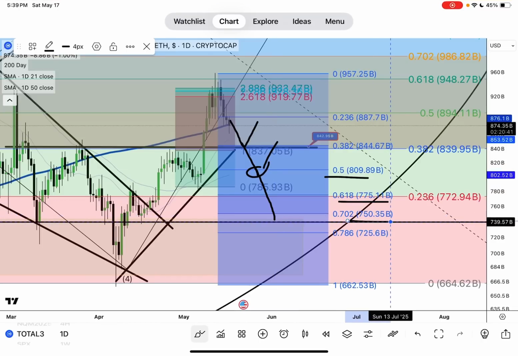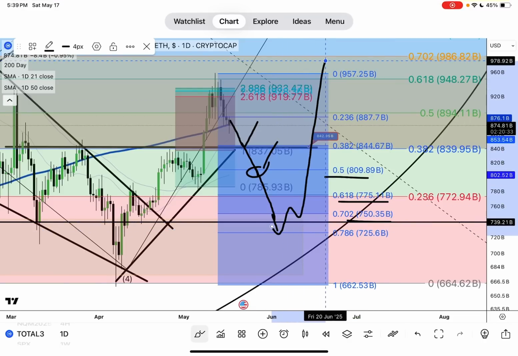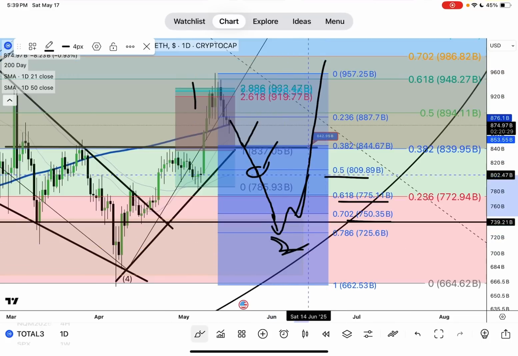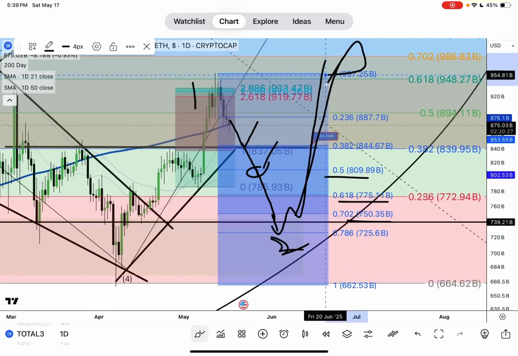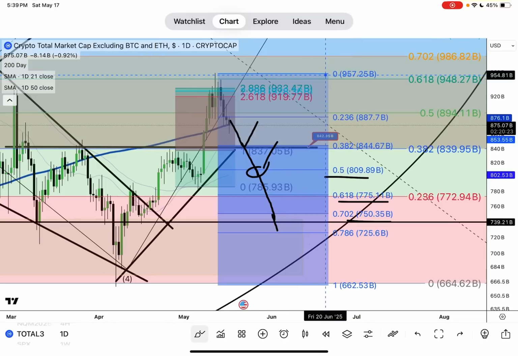Worst case scenario, and it would have to be a very big flush in the market, we would come down to the 786 at 725 for your wave 2, right? This is your wave 1, this is your wave 2, and then we pop off for your wave 3. But if we did come down to the 786 fib, we would need a very big flush in the market. But it's possible, so let's not rule it out. But yeah, I'm taking a look at all of these supports here.